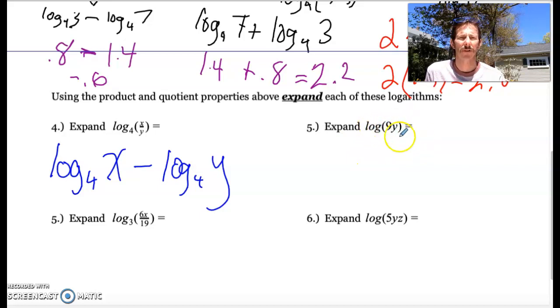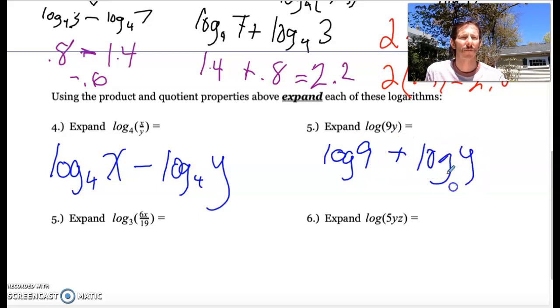All right, you try this one. Log, and there's no base down here, so that's the common log. What would this be? Pause it. All right, if you expanded this, is multiplication happening in there, so I could write that as log 9 plus log y. And I don't have to worry about writing the base because it's base 10.